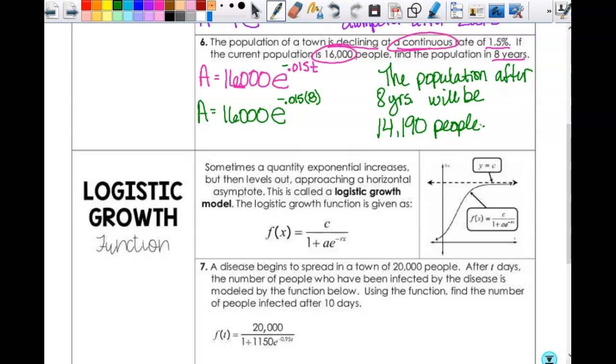All right, what questions do you have? Anything? Okay. I mean, these are pretty much plug and chug problems. Like, here's your formula, plug the stuff in. Just make sure you're reading it correctly and that you're getting the right stuff substituted in.